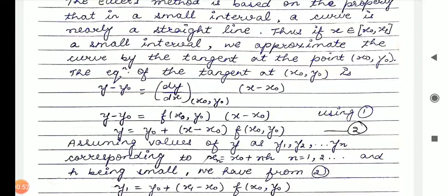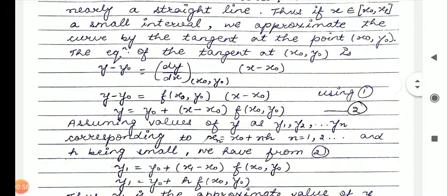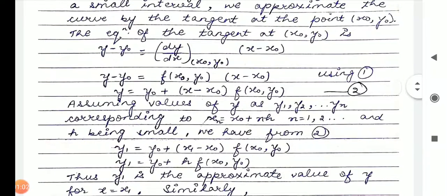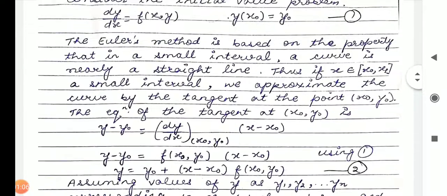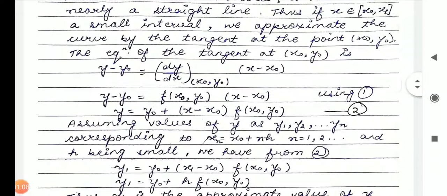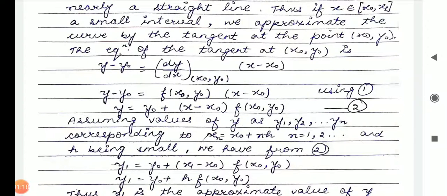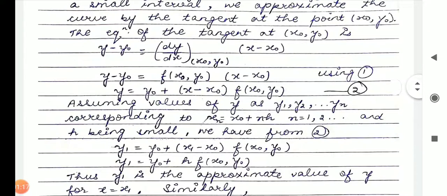The equation of the tangent at x naught comma y naught is y minus y naught equals dy by dx at x naught comma y naught, into x minus x naught. So substituting the value of dy by dx as per the given ordinary differential equation, it is f at x naught comma y naught into x minus x naught. By rearranging the terms, y is equal to y naught plus x minus x naught into f at x naught comma y naught.